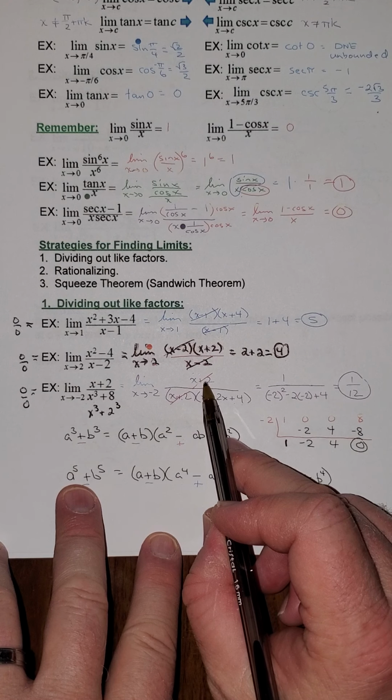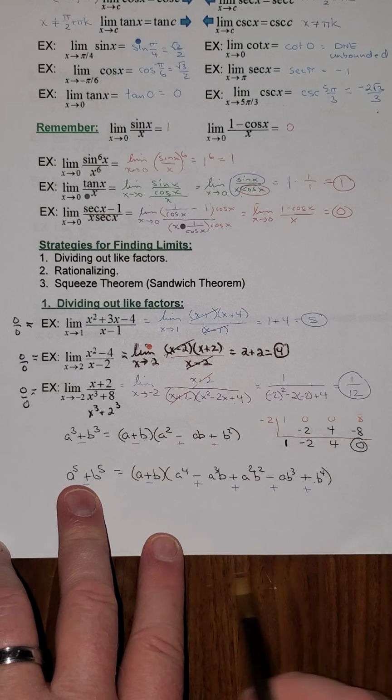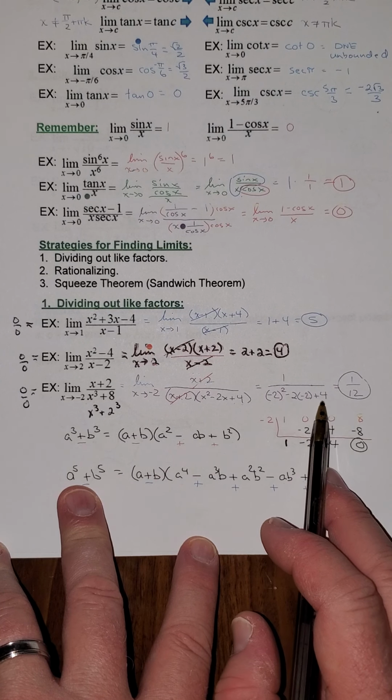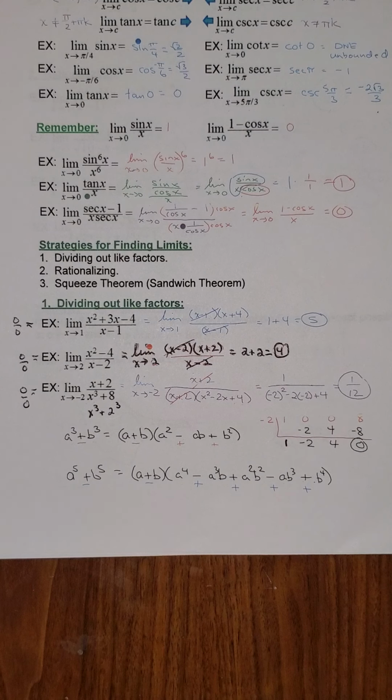But look, negative 2 plus 2 is 0. Negative 2 plus 2 is 0. I have canceled out the 0 over 0. Plug in negative 2 to the bottom. I get 4 plus 4 plus 4. My answer is 1/12.